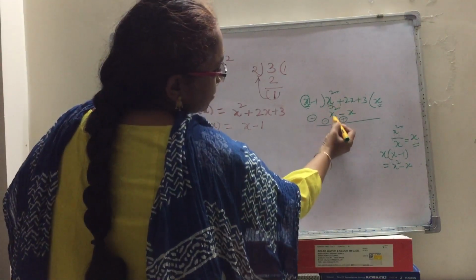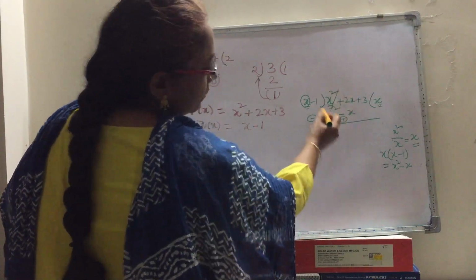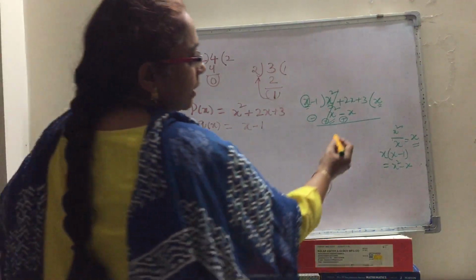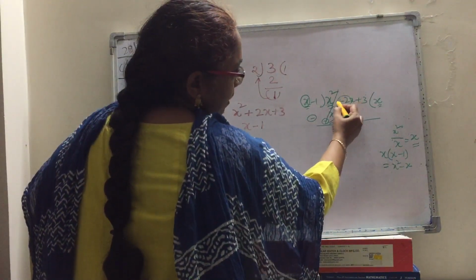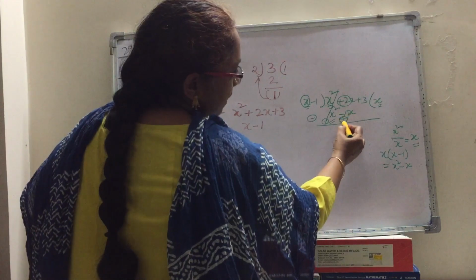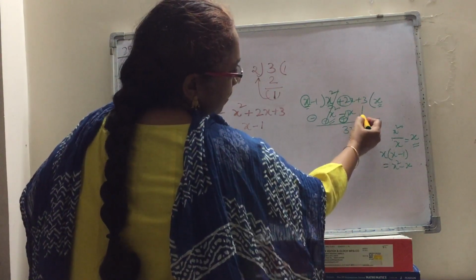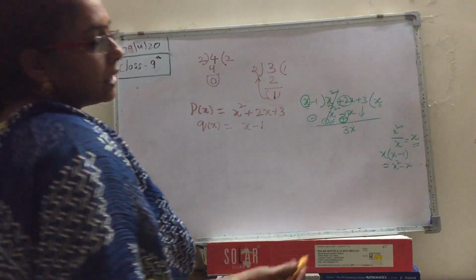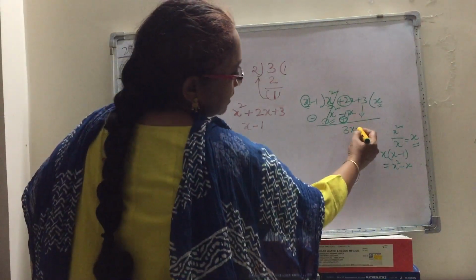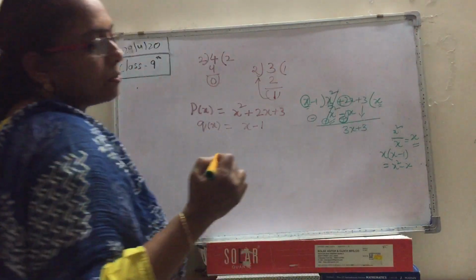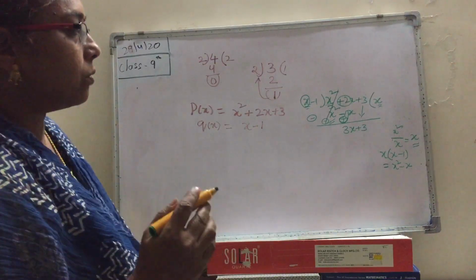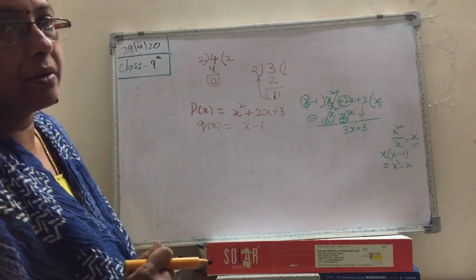So plus x square and minus x square both cancel. Now here what is the number? Plus 2. Here what is the number? Plus 1. Plus 2 plus 1 is plus 3x. And bring down the terms which are left. Here plus 3 is left, so write it as plus 3. Now see, this is the remainder.